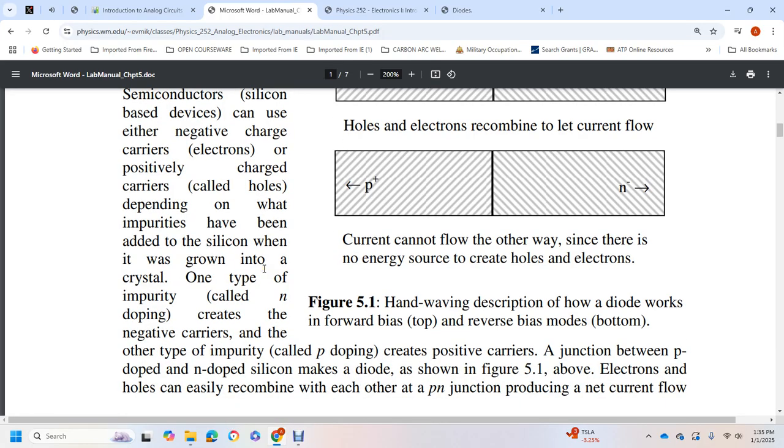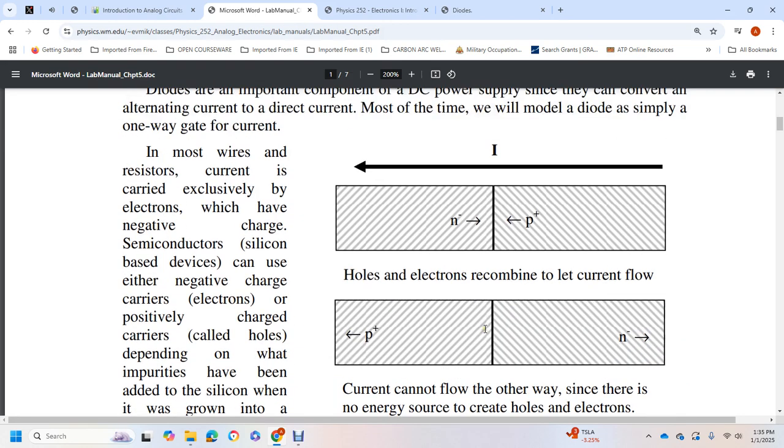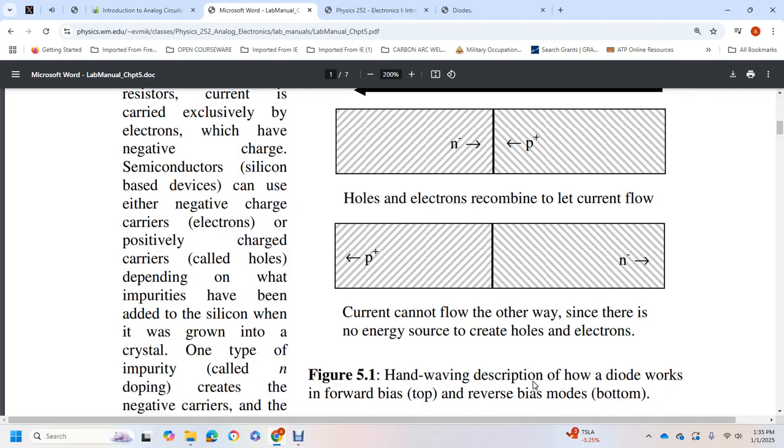A junction, including positive dope and negative dope silicon, makes a diode as shown in Figure 5.1 above. Figure 5.1 shows the holes and electrons recombining, letting current flow. We have the current going from right to left, from the positive to the negative, and then the holes. Electron current cannot flow the other way, since there is no energy creating holes and electrons, with positive going to the left and negative going to the right.